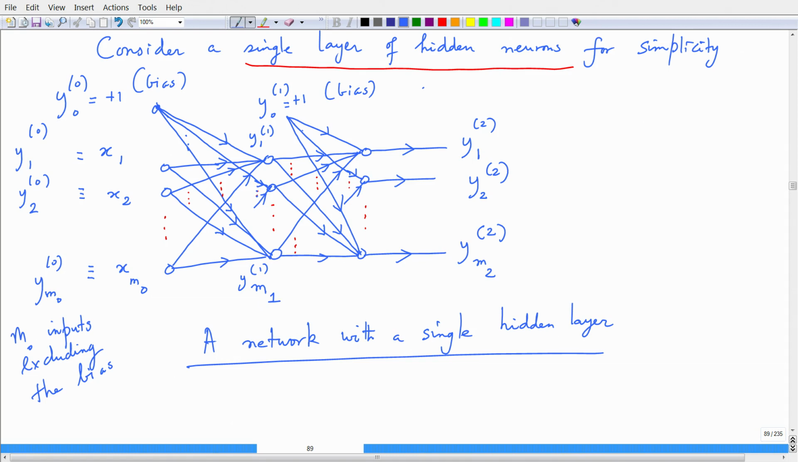and let us assume that in the hidden layer I have m suffix 1 number of neurons. Again our convention is very important here, which I will indicate through red. 0 is the 0th layer, 1 is the first layer, 2 is the second layer, and the second layer happens to be the output layer, and 1 happens to be our hidden layer, and 0 happens to be our input layer.